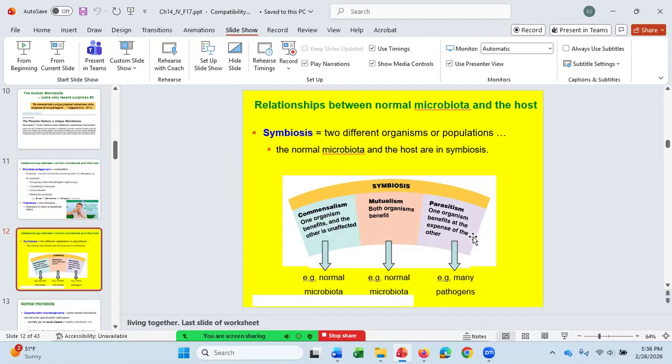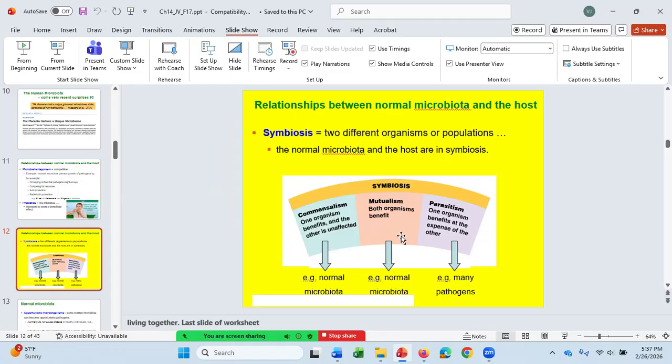Like Staphylococcus aureus growing on my aunt's skin was parasitic. It harmed her. The Staphylococcus aureus got a home, got food from my aunt, and then it harmed her, causing disease. I don't remember exactly what it did. It wasn't a skin boil, it was a skin disease. So the parasite benefits, and the host did not benefit. The host was harmed.